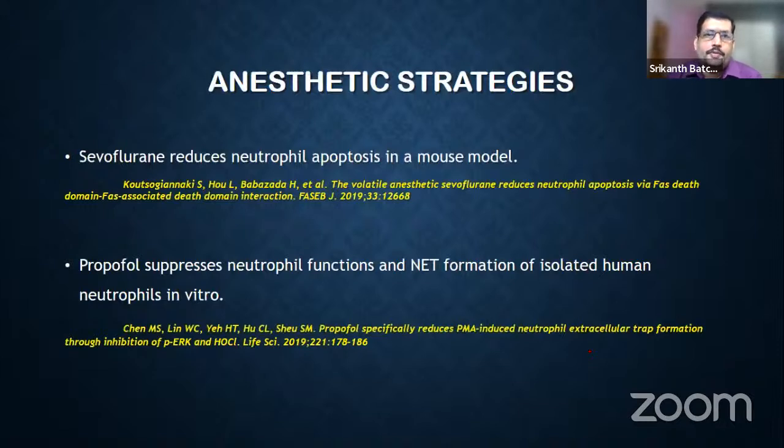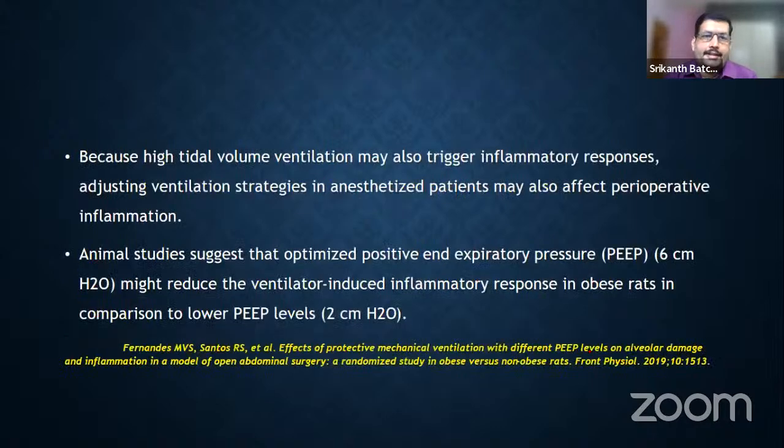So coming to a couple of anesthetic strategies, the drugs here they talk about. Sevoflurane reduces neutrophil apoptosis in a mouse model. This is also published in 2019. And propofol suppresses neutrophil functions and NET, neutrophil extracellular trap, formation of isolated human neutrophils in vitro, which is again a 2019 study.